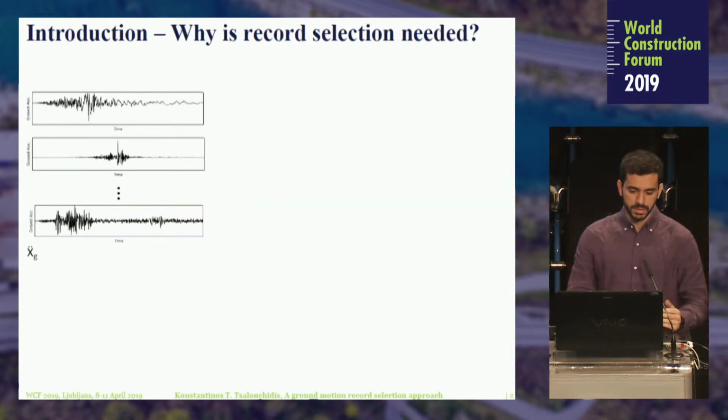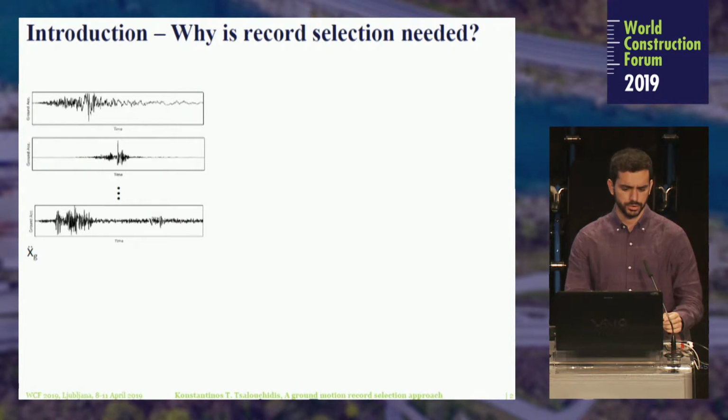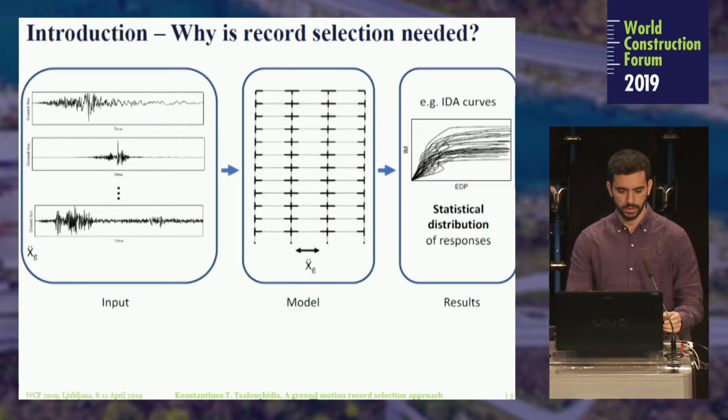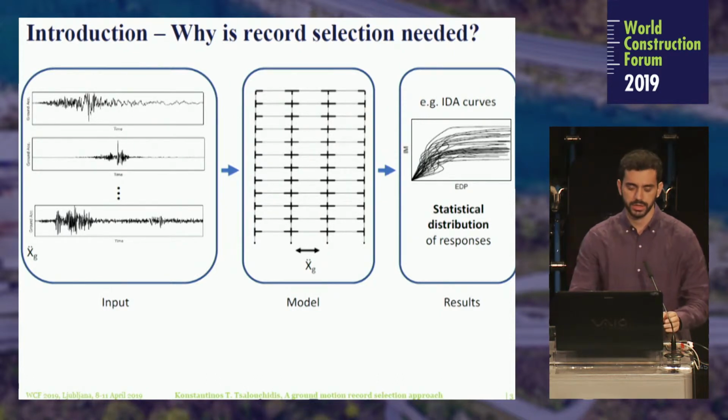Here are some examples of ground motion records, or in other words, accelerations of the ground during an earthquake. What we usually do in earthquake engineering is use these as input to a structural model in order to obtain some results, some structural responses. In order for our results to be meaningful, the loading input should be meaningful or reasonable. Let's see what this means.